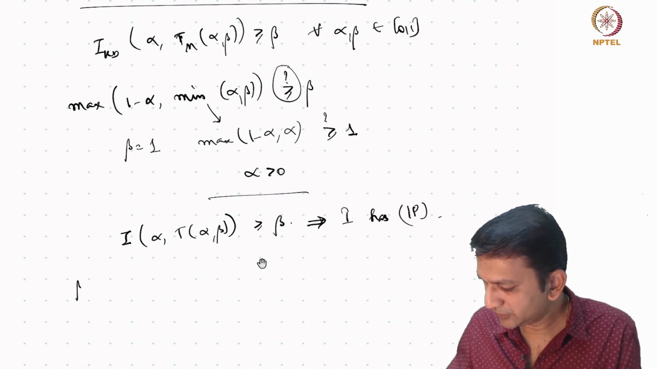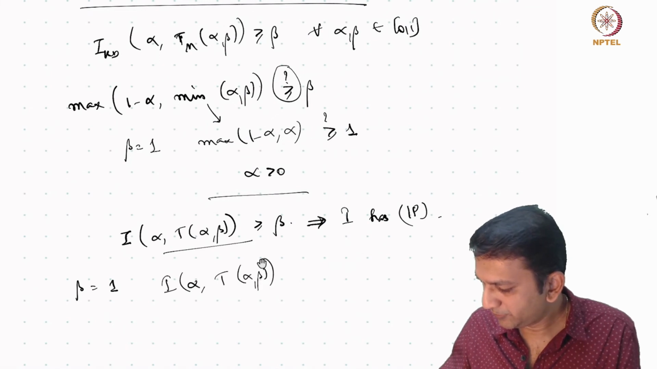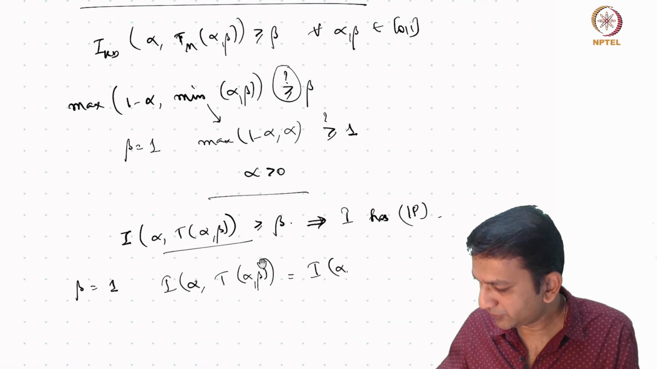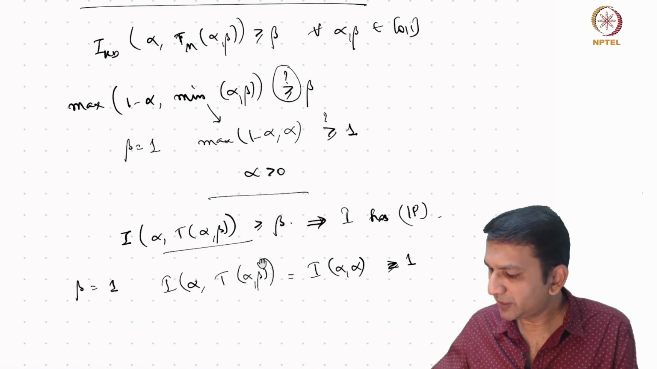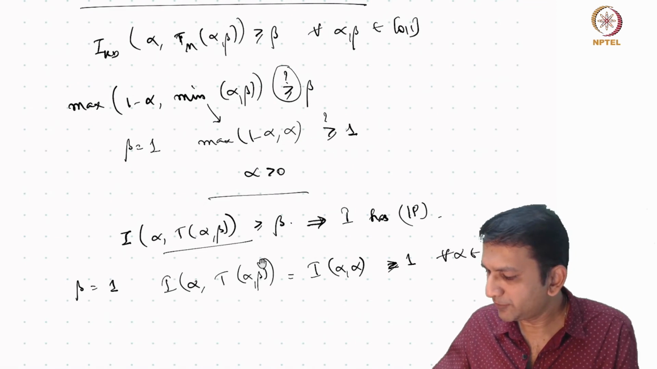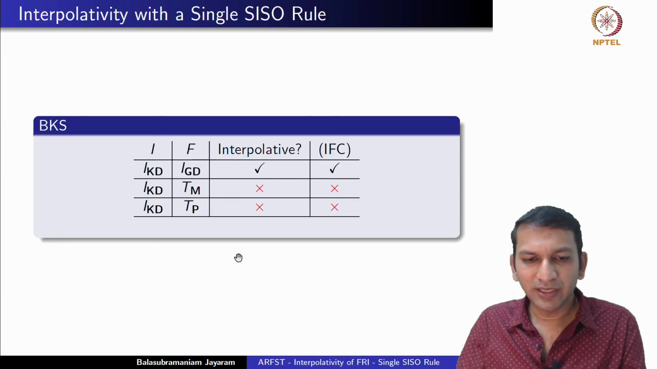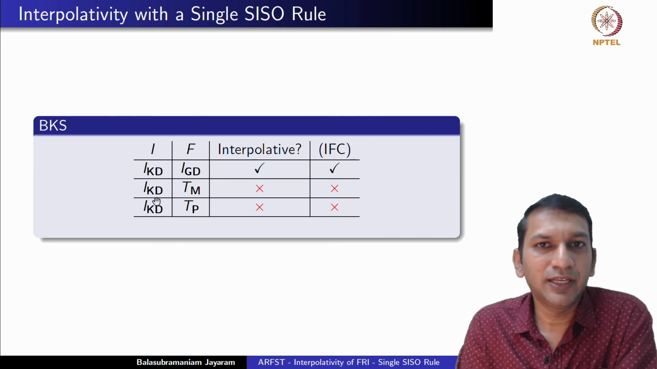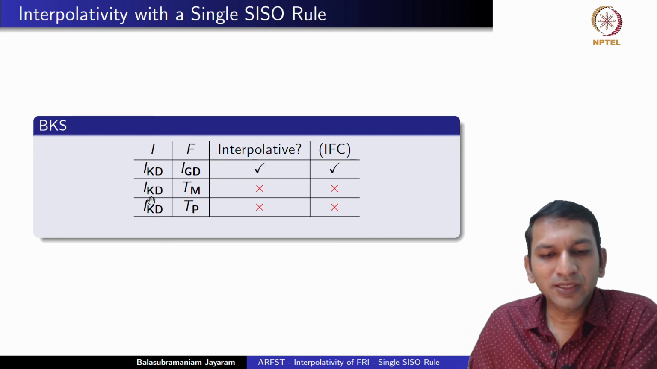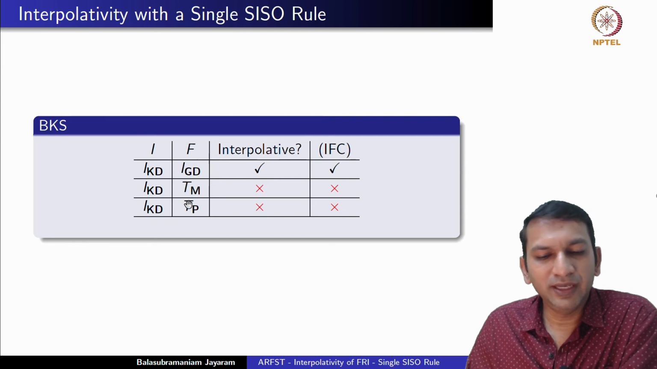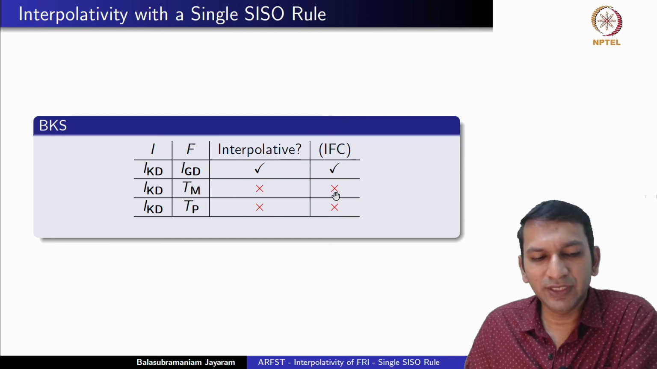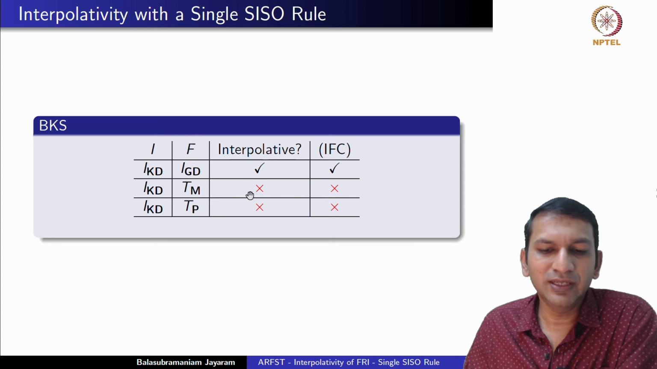How do we know this? Let's assume that this inequality is satisfied, and let's take beta is equal to 1. And what we have is I of alpha, T of alpha, beta. Now beta is 1, which means it is I of alpha, alpha. It has to be greater than or equal to 1, which means it is 1. So I of alpha, alpha is 1 for all alpha in [0,1]. So you see here, the Klein-Deans implication does not have the identity principle. So with this implication, if you take F to be a T-norm, it is not going to satisfy IFC, and hence it will also not satisfy interpolativity.